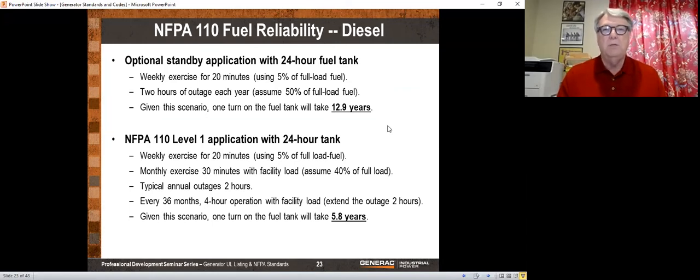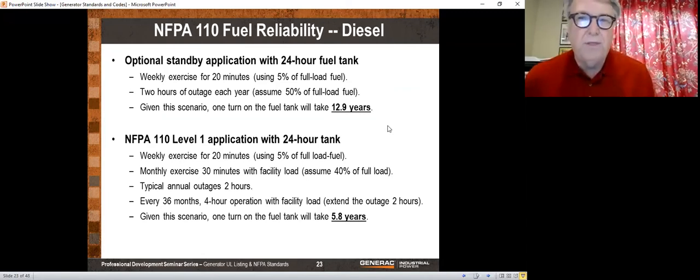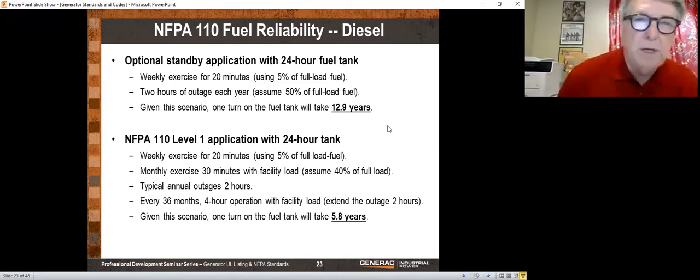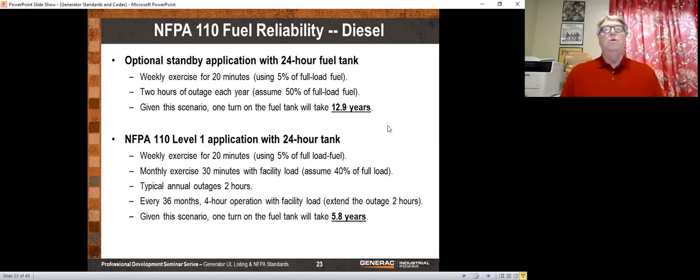Now, if you have an optional standby system and you have a 24-hour tank, and engineers many times just specify 24-hour tanks, often without even thinking about how much fuel they're going to need, that fuel is going to be in the tank for almost 13 years. Well, that's a long time. So it tells you why it's important that you maintain that fuel.